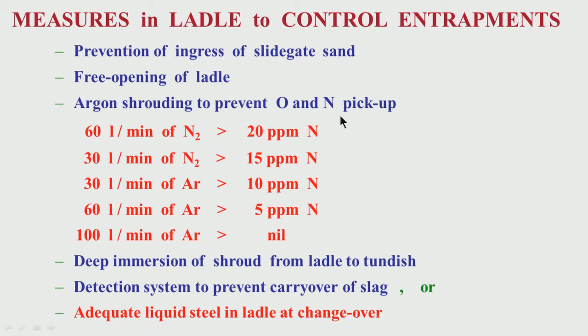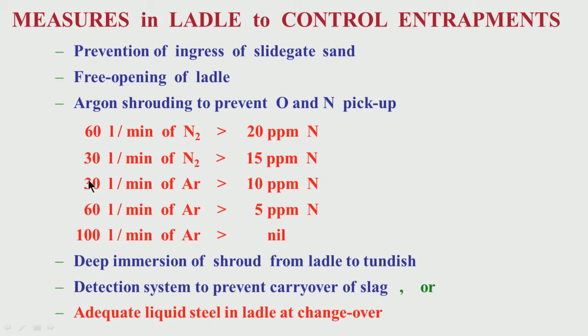The argon shrouding is definitely useful compared to nitrogen shrouding. If you use nitrogen, what is going to happen? Say we are using 60 liter per minute of nitrogen. It has been found that there will be an increase of nitrogen pickup to the extent of more than 20 ppm. If you reduce the nitrogen flow to 30 liters per minute, even with this, there will be 15 ppm of nitrogen increase in liquid steel.